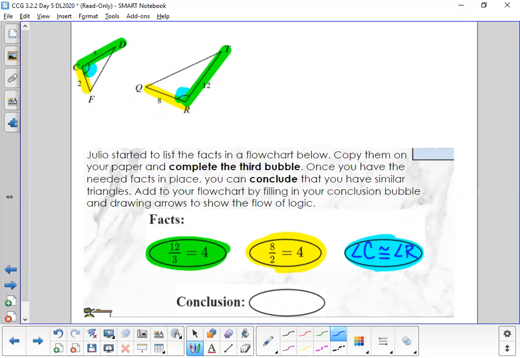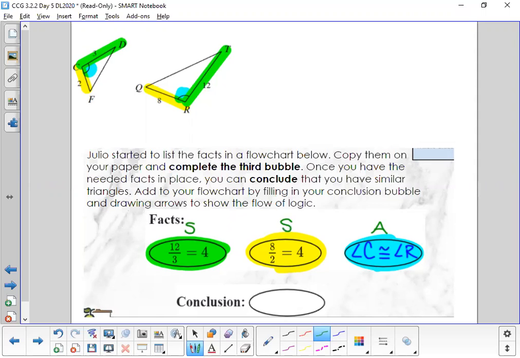Now, if I look at this, I have facts for side, angle, side. I have 3 fact bubbles and 3 parts of that condition that I need to meet. 2 pairs of sides being in the same proportion or having the same zoom factor, and then the angle between them. So I need a fact bubble for each one of those. And now I have a fact bubble for each one of them. I've got my side, my angle, and my side.